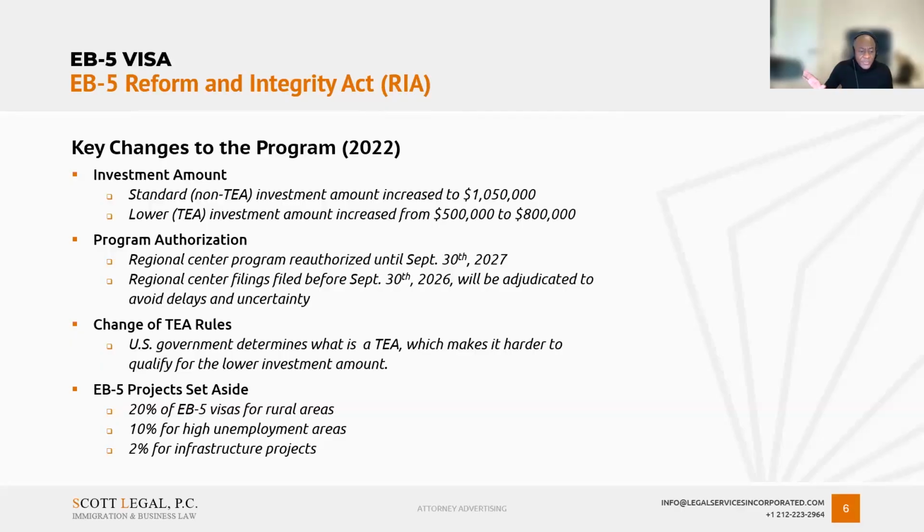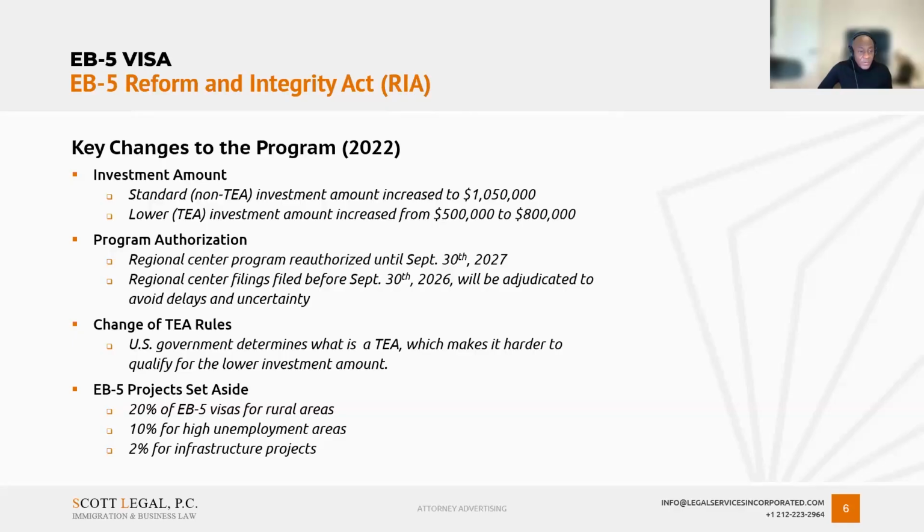The government is the only one now who can designate this, because there was a little bit of abuse happening with that before. So that change made it so that cannot occur. Then the EB-5 project set aside. So this is very important for the practical aspect of whether or not the category is current.